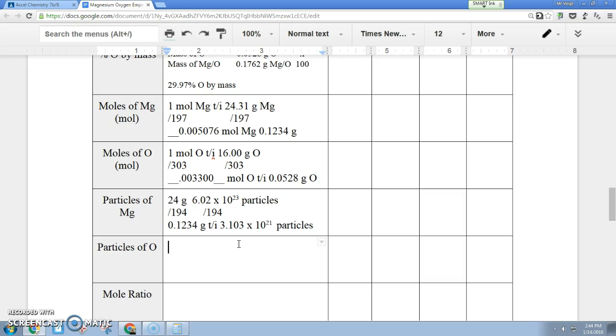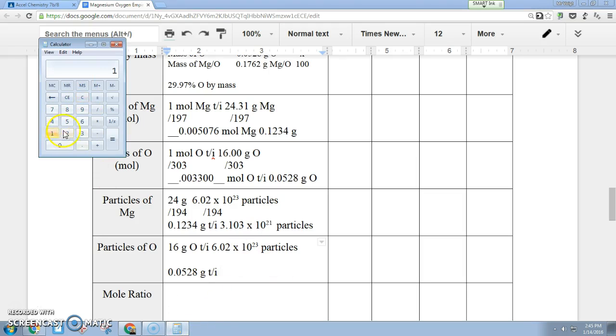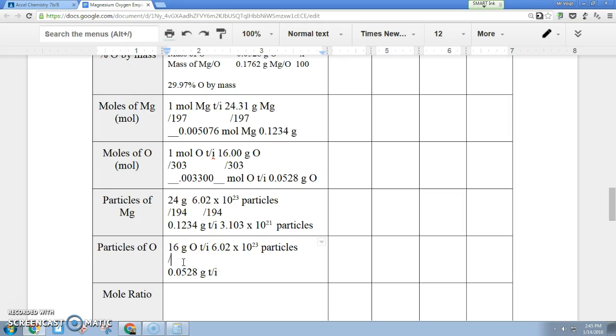I can do the same thing down here. 1 mole of oxygen is equal to 6.02 times 10 to the 23rd particles, but 1 mole of oxygen weighs 16 grams. I had 0.0528 grams. And I could do 16 divided by 0.0528, and I get 303. I guess I already knew that. 303.